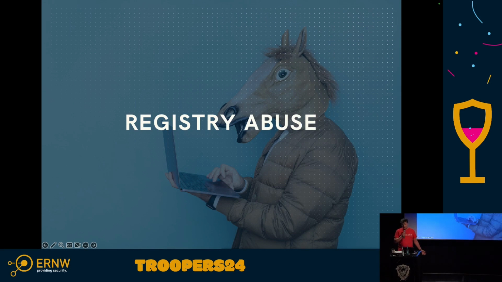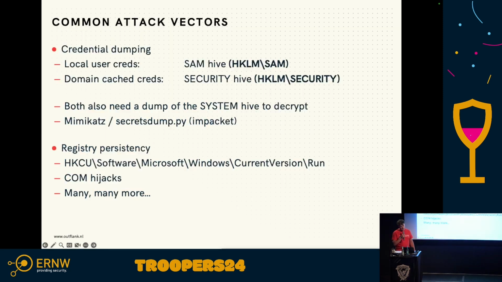So now that we know how to remotely interact with the registry, how can we as attackers abuse this? There's already some stuff out there. For example, with secretsdump.py, you can remotely dump credentials from the SAM and security hive, but obviously for this you need local admin on the machine. There are various other things you can do. You can configure persistence via the run key, you can do COM hijacks, and there are many more things you can do as an admin in the registry.